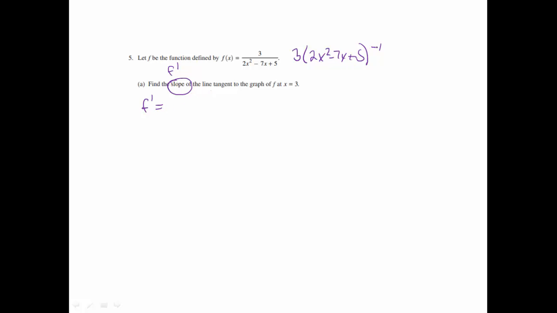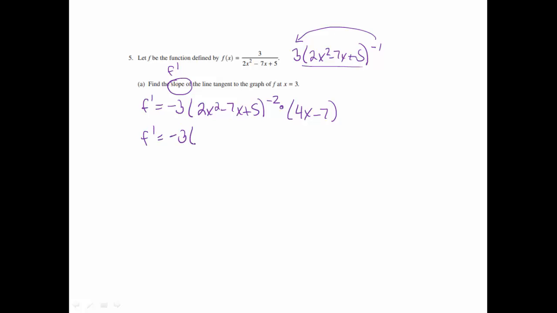So what I'm going to do on this one is I'm going to bump my negative 3 up front. I'm going to get negative 3, 2x squared minus 7x plus 5 to the negative 2 times the derivative of the inside. So I'm going to get times 4x minus 7. So if I rewrite that, my derivative is going to be negative 3 times 4x minus 7 over 2x squared minus 7x plus 5 squared.